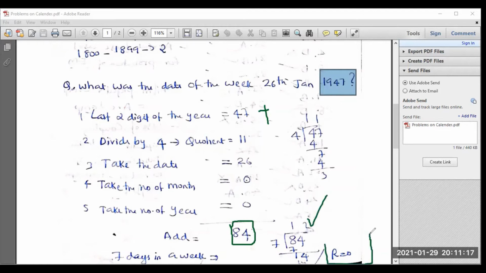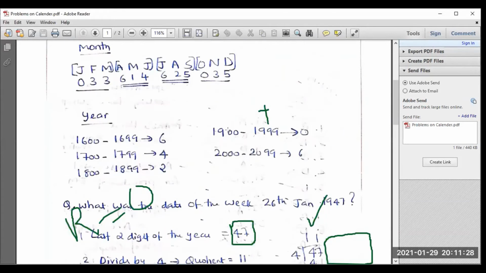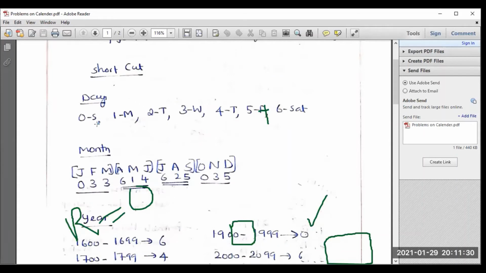Right now what I require is the remainder. Remainder is equal to 0. Now what you can do is go back to the day. See, 0 for Sunday, 1 for Monday, 2 for Tuesday, 3 for Wednesday, and so on. Now, what is the remainder which I have got? I have got the remainder is equal to 0. If the remainder is equal to 0, then it is Sunday. Of course, it is Sunday.